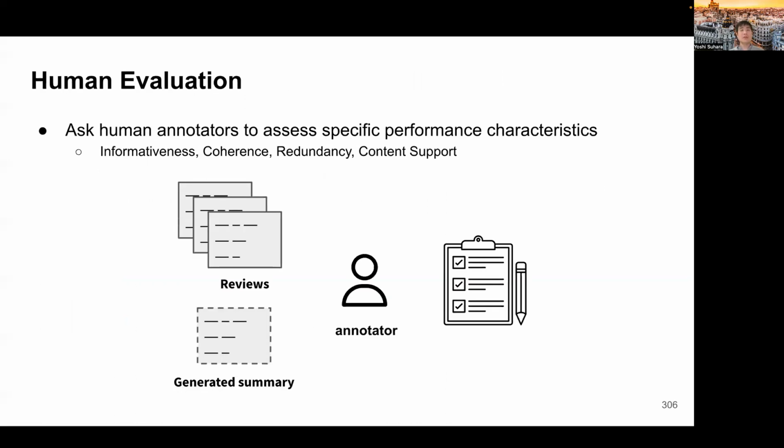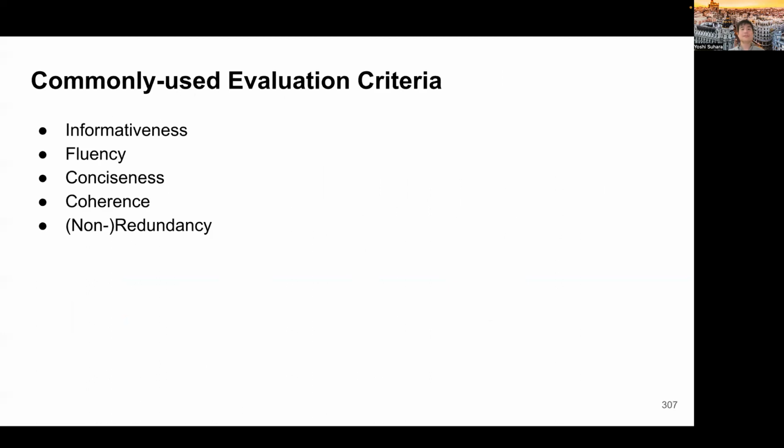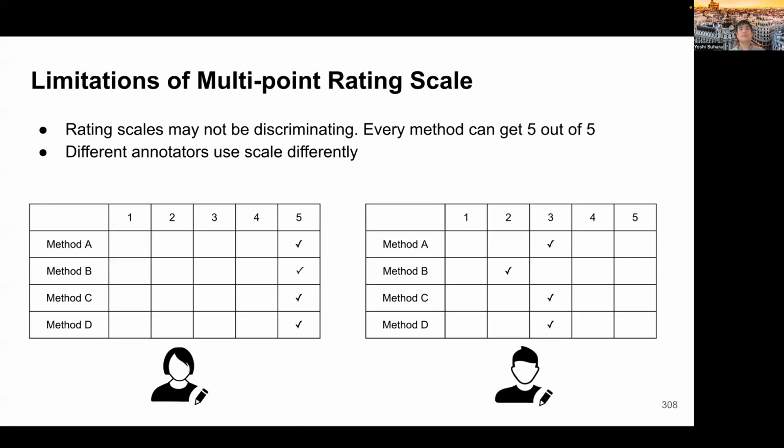In human evaluation, we ask human annotators to assess specific performance characteristics by showing generated summaries and the original input reviews. Here's a list of commonly used criteria. Informativeness, fluency, conciseness, coherence, and redundancy are often used for human evaluation. How should we ask annotators to report those metrics?